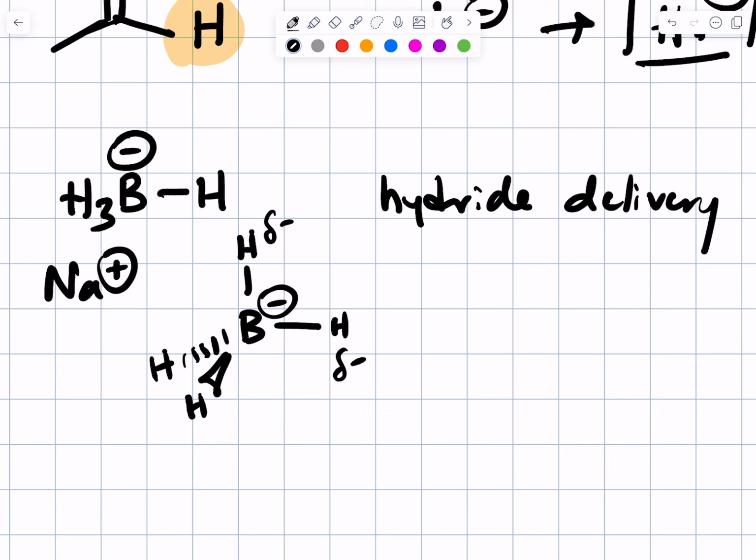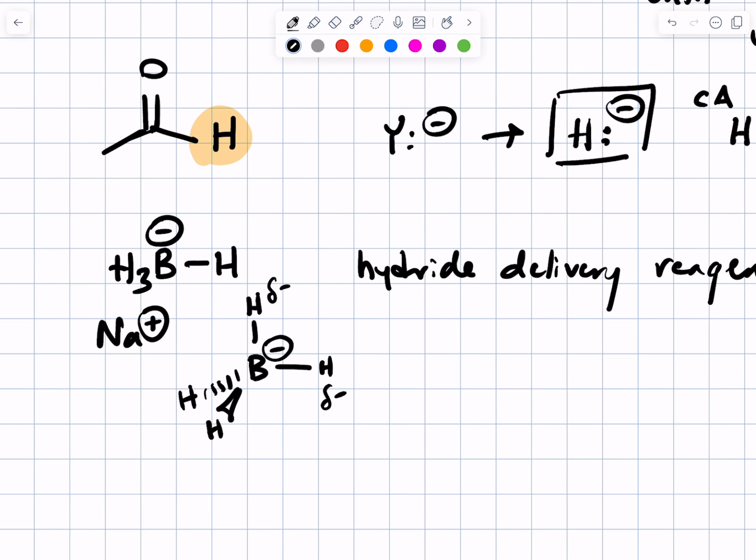So even though the negative formal charge is on the boron, most of it is out on the hydrogens. Now this is different because normally with reagents that you've seen before, the hydrogens have a delta plus on them. They're electron poor. Not so with sodium borohydride. The hydrogens are electron rich. And what can happen is that sodium borohydride can hand off its hydride, H minus. The H minus leaves the boron. It's never floating off on its own.